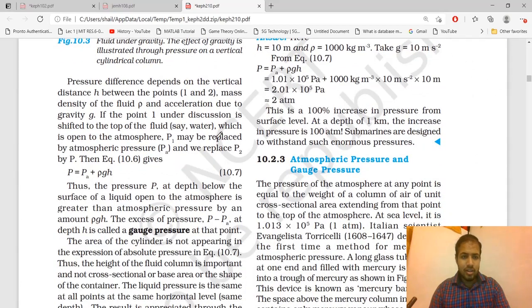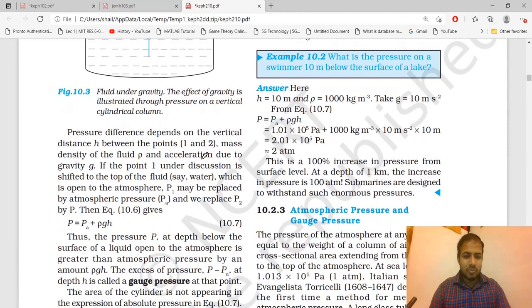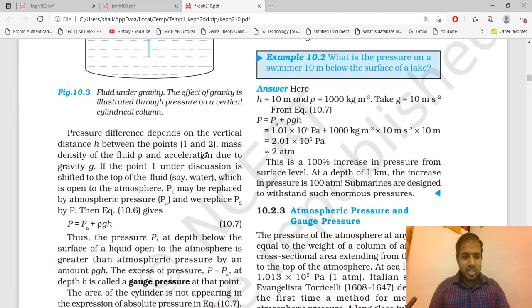This is the pressure difference for a fluid under gravity, and this is the diagram we are considering. The pressure difference depends on the vertical distance h between points 1 and 2, the mass density of the fluid, and the acceleration due to gravity g. It is clear from the formula that we derived earlier.